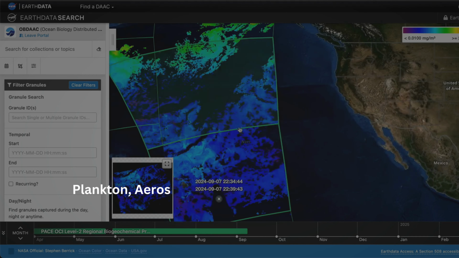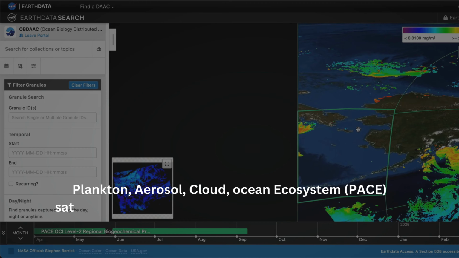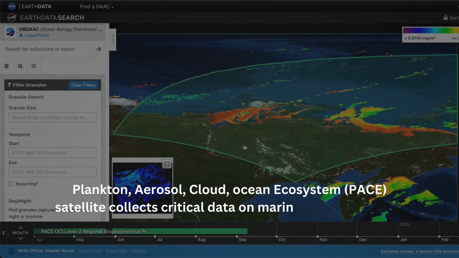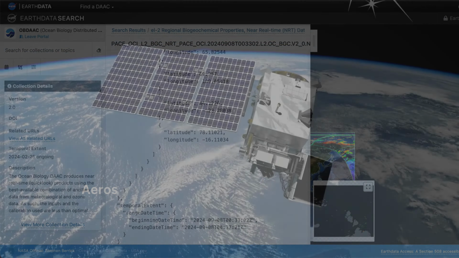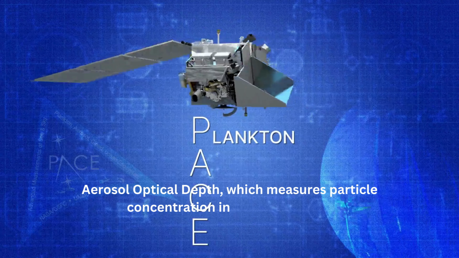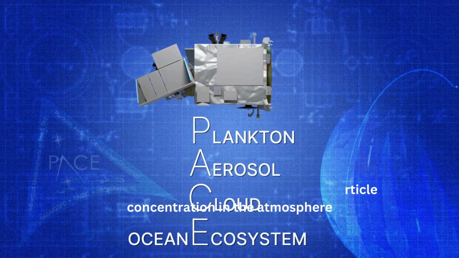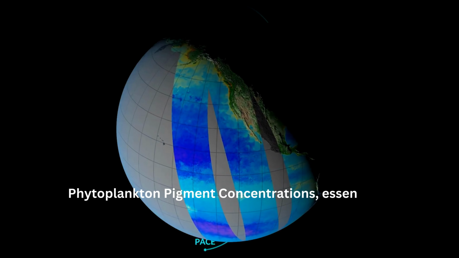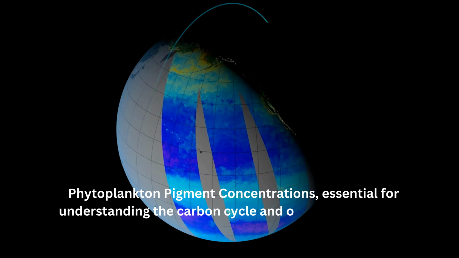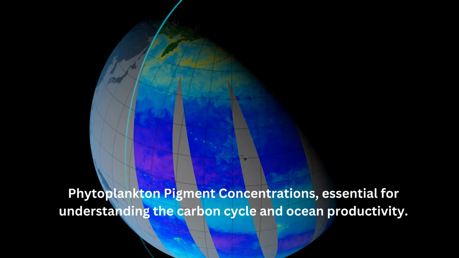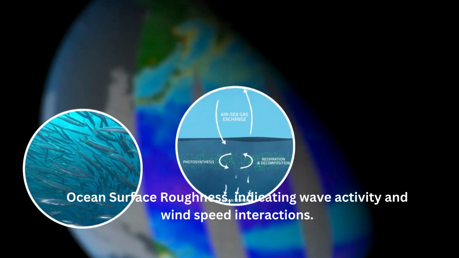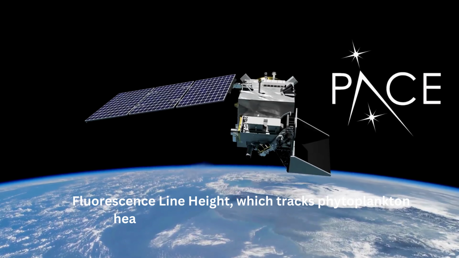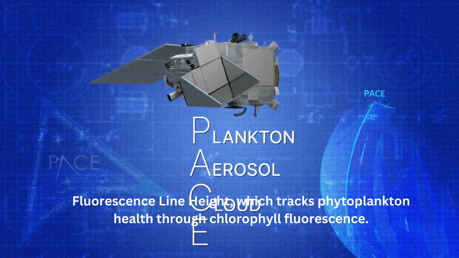NASA's Plankton, Aerosol, Cloud, Ocean Ecosystem, PACE, satellite collects critical data on marine ecosystems and atmospheric conditions, including aerosol optical depth, which measures particle concentration in the atmosphere. Phytoplankton pigment concentrations are essential for understanding the carbon cycle and ocean productivity. Ocean surface roughness, indicating wave activity and wind speed interactions. Fluorescence line height, which tracks phytoplankton health through chlorophyll fluorescence.